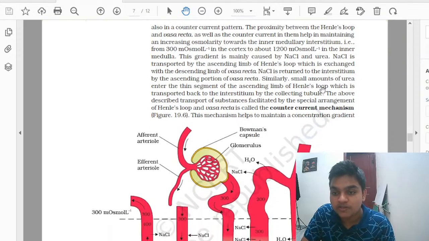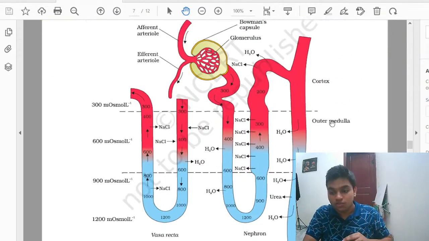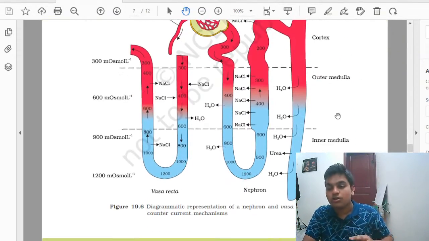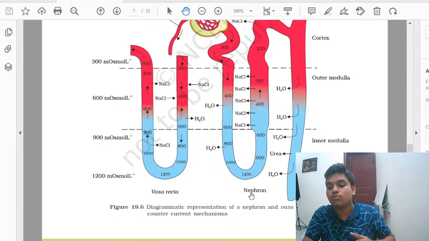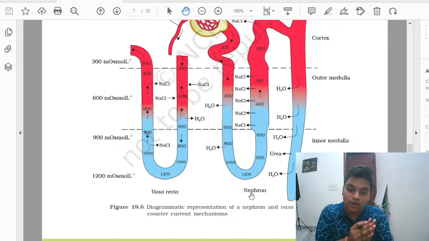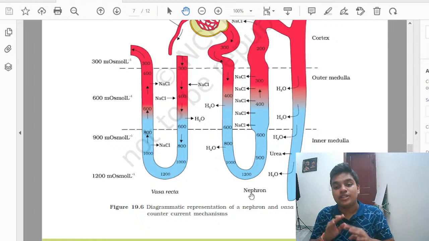What are those points which we have discussed? The counter current flow between the two limbs, the descending limb and the ascending limb of the loop of Henle, and also between the descending limb and ascending limb of vasa recta. These maintain the counter current flow, and through this the osmolarity is being maintained.